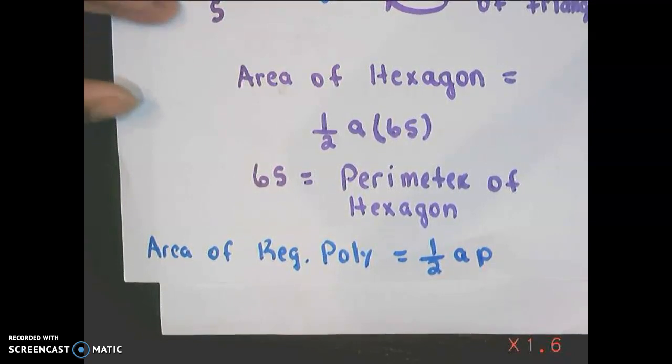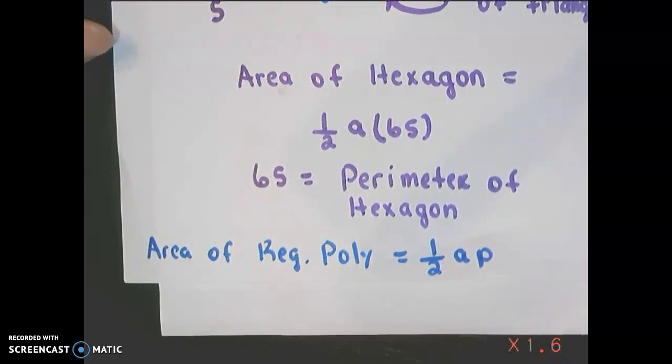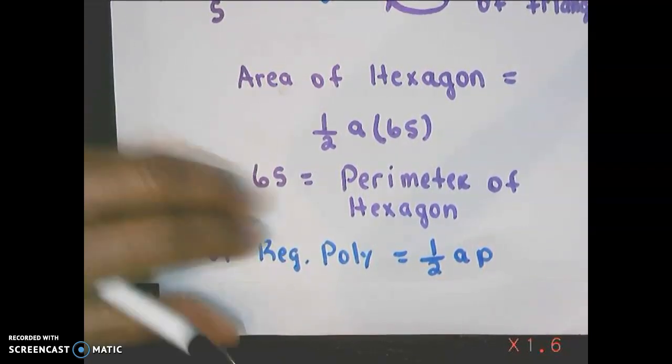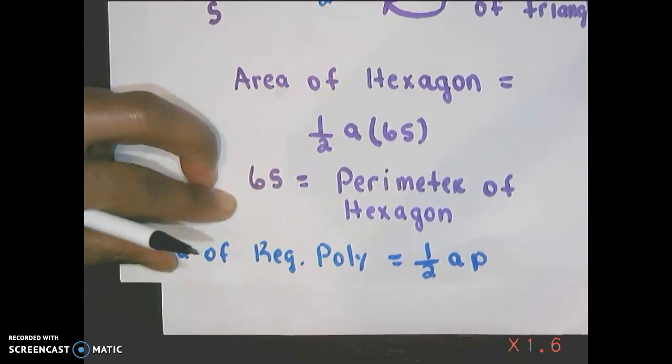So let's now go to that example, because there are two things that you should be able to do by the end of this video. You're going to need to be able to determine what the central angle is of a regular polygon, and then you also need to be able to determine how to find the area of a regular polygon. So let's look at this example.